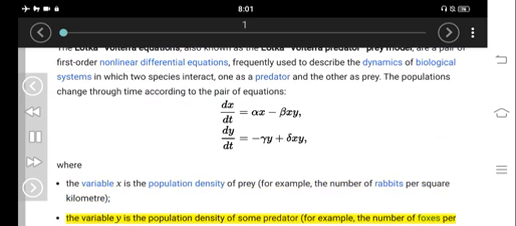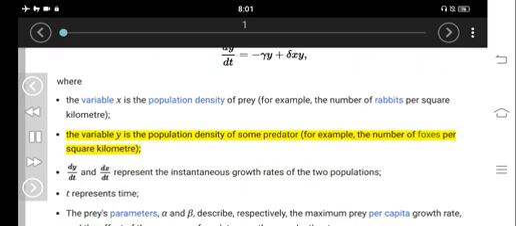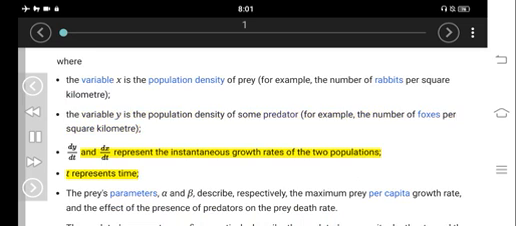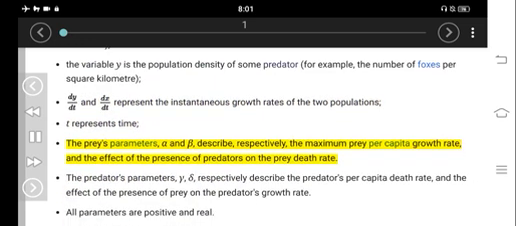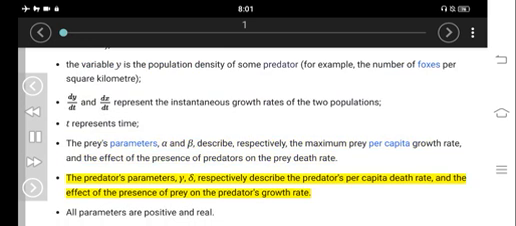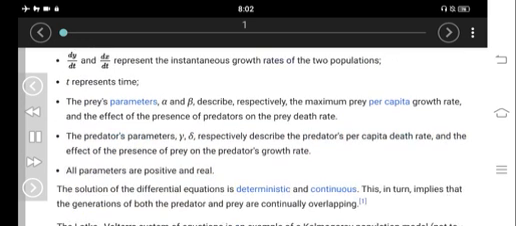The variable y is the population density of some predator, for example, the number of foxes per square kilometer, and dx/dt and dy/dt represent the instantaneous growth rates of the two populations. t represents time. The prey's parameters, alpha and beta, describe, respectively, the maximum prey per capita growth rate, and the effect of the presence of predators on the prey death rate. The predator's parameters, gamma and delta, respectively describe the predator's per capita death rate, and the effect of the presence of prey on the predator's growth rate. All parameters are positive and real.